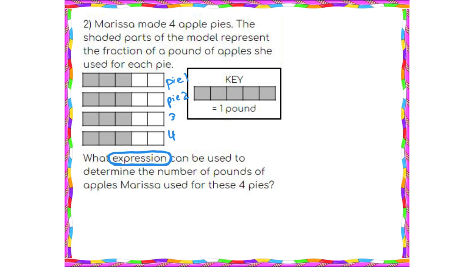She used the same amount in each pie, and it looks like she used 3/5 pounds of apple in each pie. So 3/5 in each pie times 4 pies, there's our expression. That's all you need. An expression does not have an answer. So this is all we need, 3/5 times 4, because she used 3/5 pounds of apple in each of the 4 apple pies.